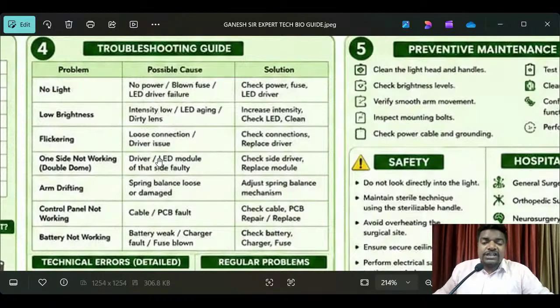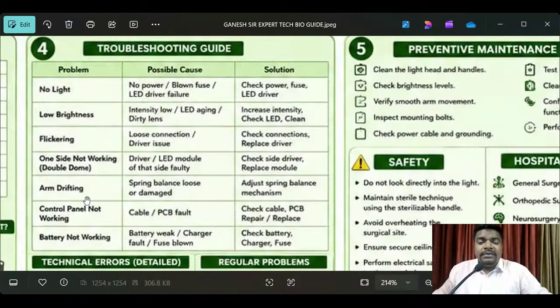First approaching the customer, the hospital, is also very, very important as a biomedical engineer. Now, if one side is not working, troubleshooting: see if the driver or LED module of that side is faulty, check the side driver, and replace the module. Okay, these are the problems.